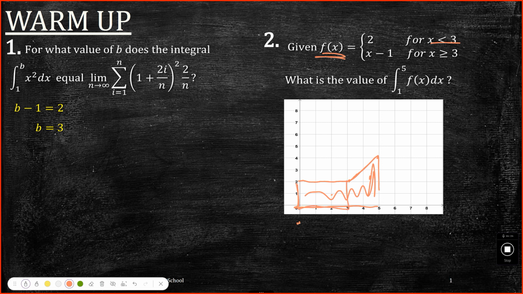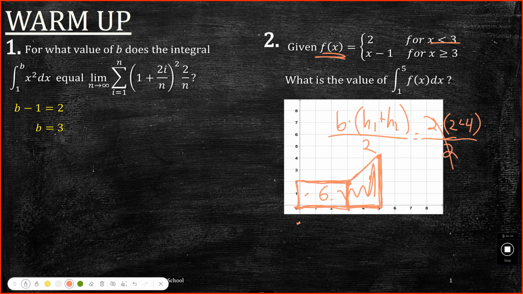This is a rectangle. That would be what? 2 times 3? That would be 6. And this is a trapezoid. What was the trapezoid formula? Base times H1 plus H2 over 2, was it? And so the base is what? If we do that, the base is 2. And then H1 is 2, plus 4. 2 plus 4 over 2, so it's 6.